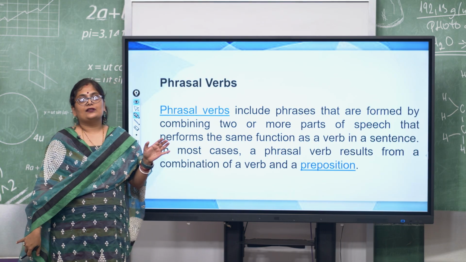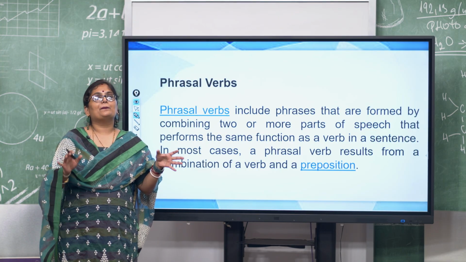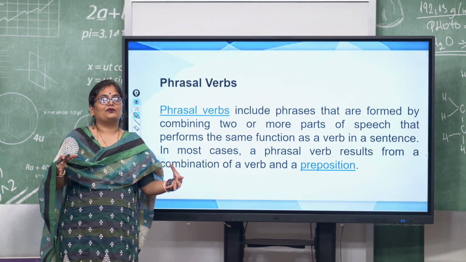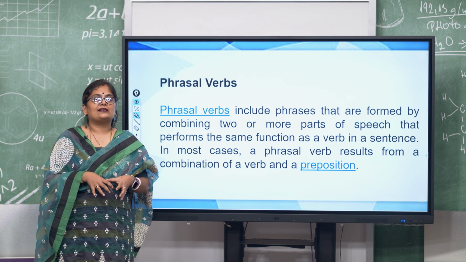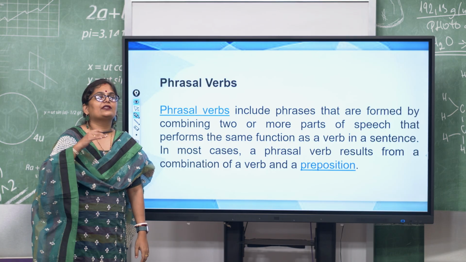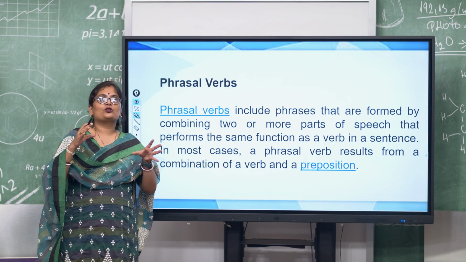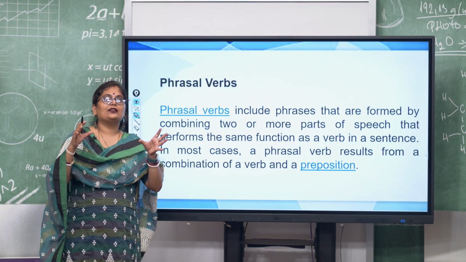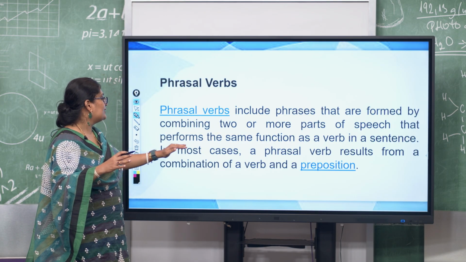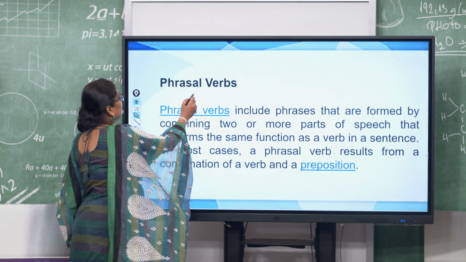Now, phrasal verbs. What are phrasal verbs? Phrasal verbs will include phrases that are formed by combining two or more parts of speech that perform the same function within a verb in a sentence, and in most cases a phrasal verb results from the combination of a verb along with a preposition. In the previous episodes of EduSat, you have been taught how to use a preposition in combination with so many things. So, now we see how prepositions can be used in combination with a verb, resulting in the formation of a phrasal verb.